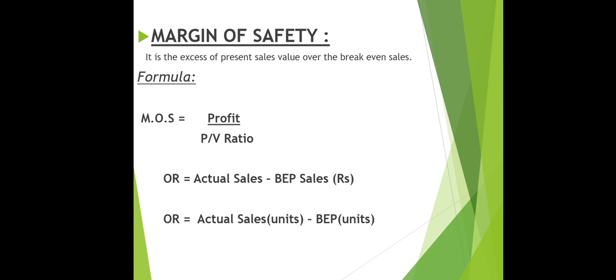Then the last one is MOS. MOS abbreviation is margin of safety. It is the excess of present sales value over the break-even sales. The formula for MOS is profit divided by PV ratio, or actual sales minus break-even sales, or actual sales minus break-even sales for units.